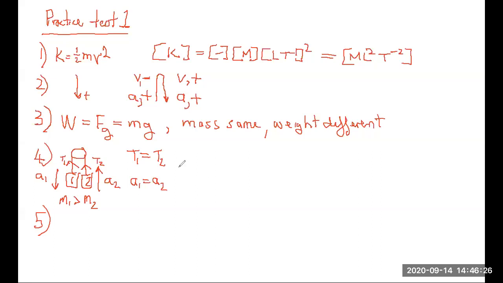Number 5. Okay, so number 5 says we've got a crate of mass m. It's attached to the cab of a truck by a cable, and the truck is accelerating with some acceleration a. And we've got to figure the tension in the string. Let me just draw a little picture of this to the extent that I can.